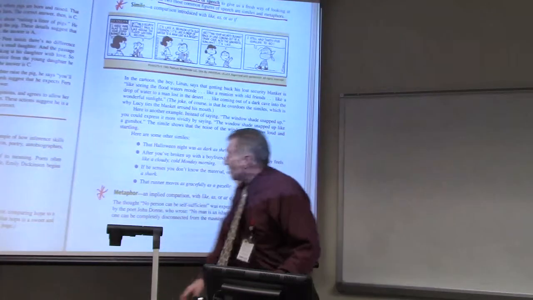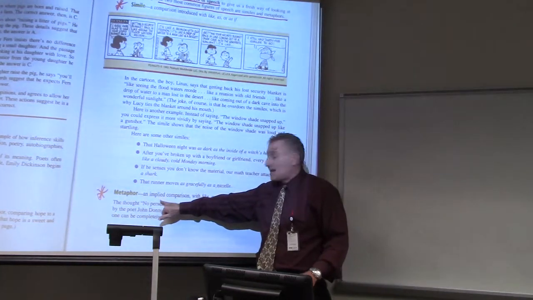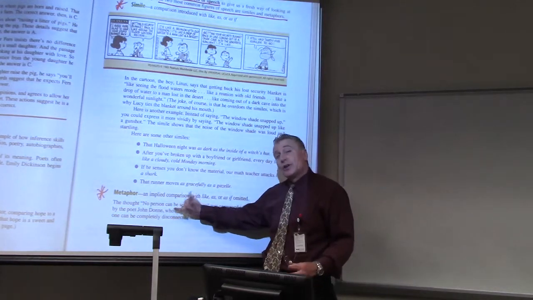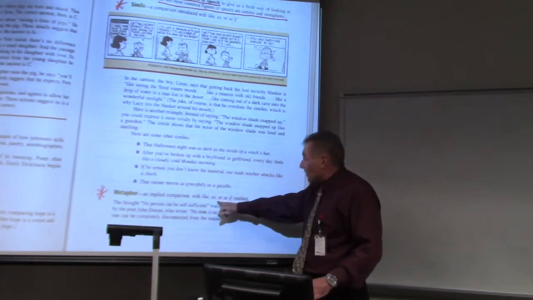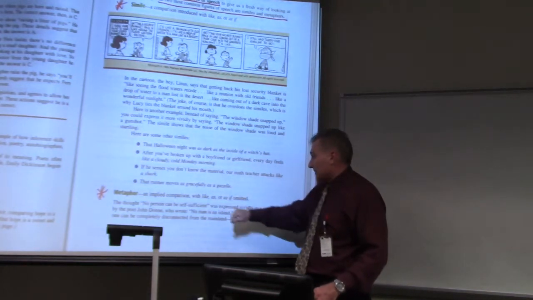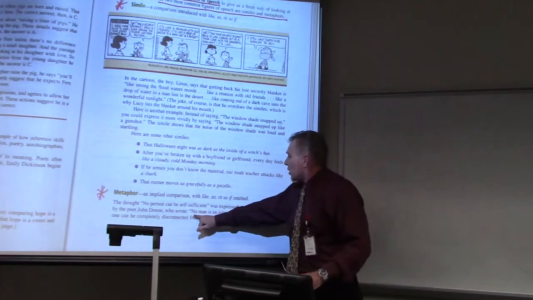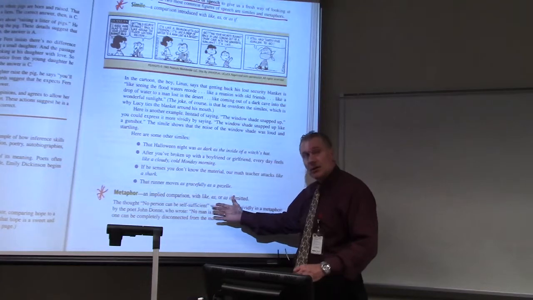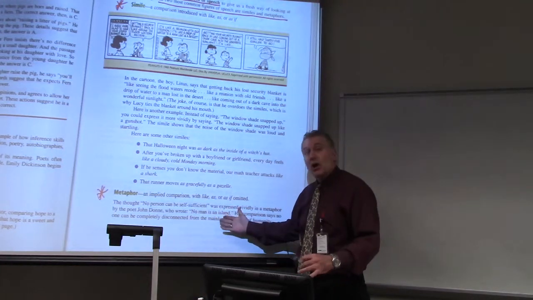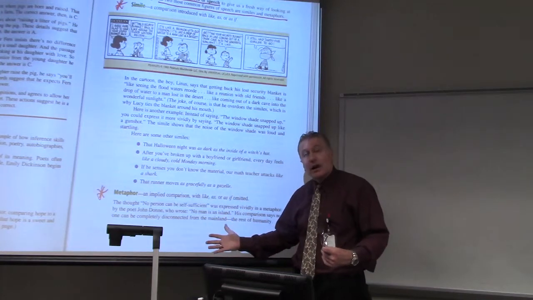However, at the bottom of the page, they talk about metaphor, and that's an implied comparison. So we have to infer if someone implies something, implies without using like or as. Here they say, no man is an island. They're not saying like an island or as an island. No man is an island. So that's where we're just directly comparing.